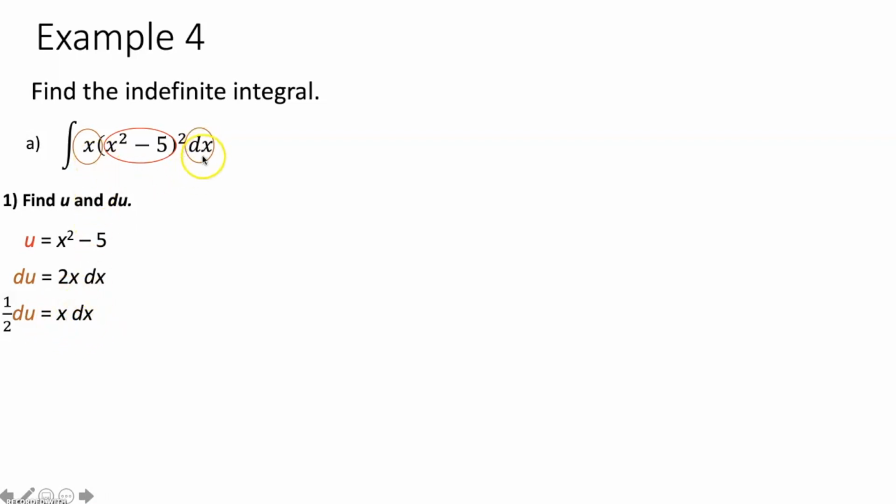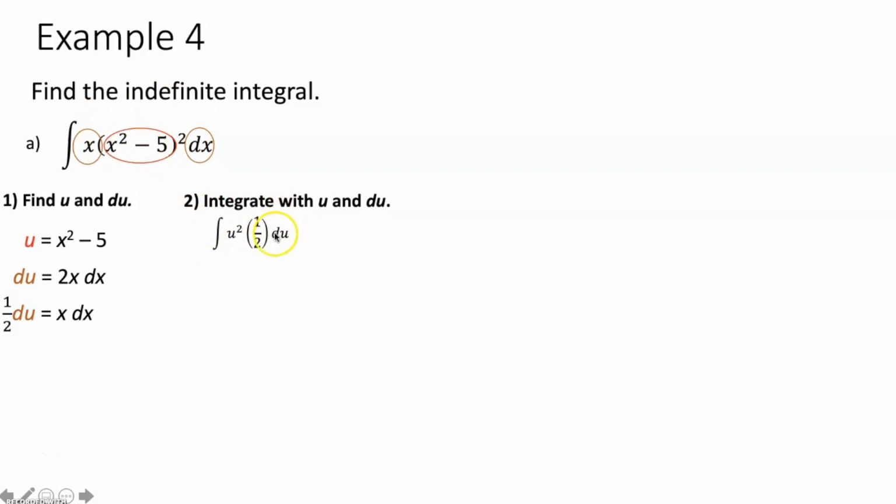because we can only substitute in for exactly what's there, x and dx. Now what I can do is rewrite this indefinite integral in terms of u and du. I'm going to take u and plug it in for x squared minus 5. I'm going to take 1/2 du and plug it in for the x dx. I now have rewritten this indefinite integral in terms of u and du.